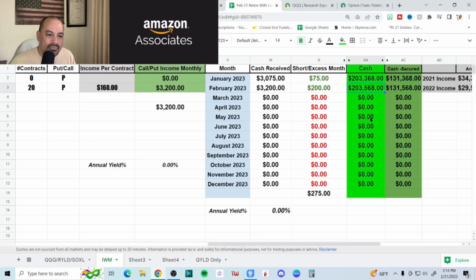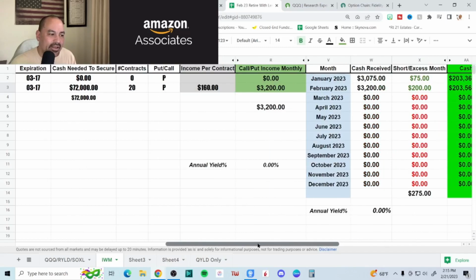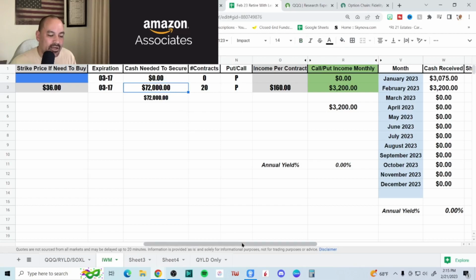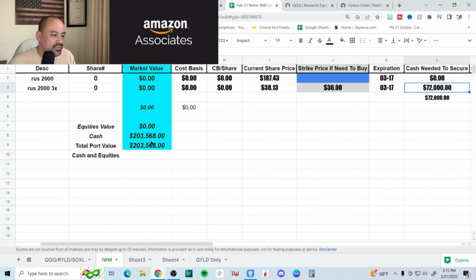So cash on this side, this started out at $250,000. QYLD kind of eroded that, and that's when I put a stop to it, and we're now doing the small cap 3X leverage trade to try to save it a little bit. We have $203,568 in cash. Cash minus secured, we're sitting on $131,568 in cash because we have to set aside that money, which is $72,000 to secure those 20 contracts, okay? So this one's pretty simple, $203,568 in cash, no equity value, no exposure to the market except for the put contract, okay? And that's it.